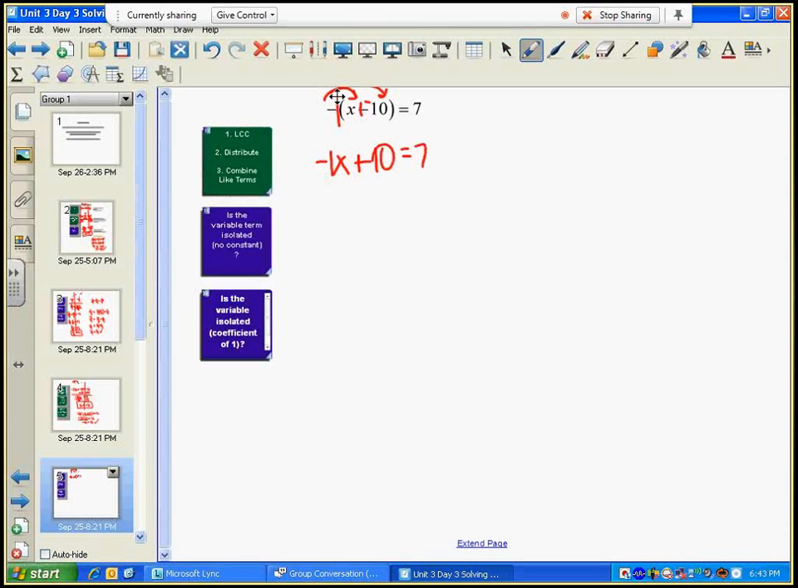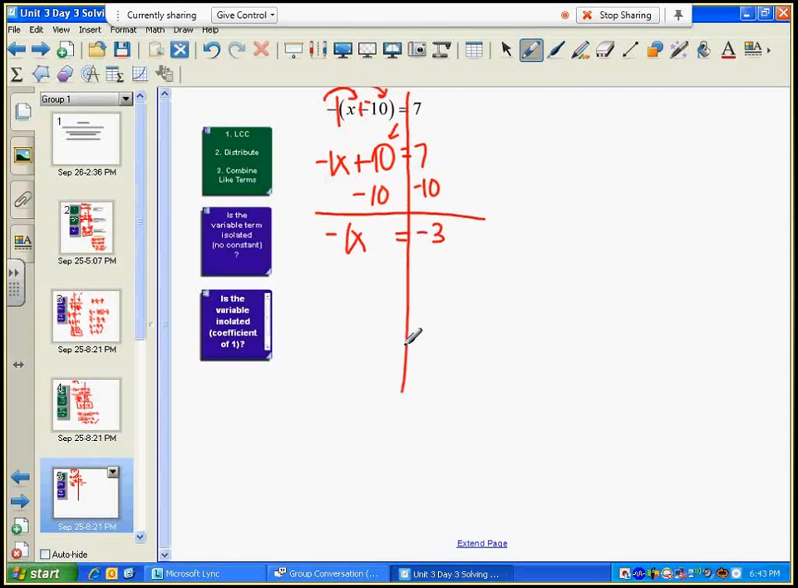Okay, so now I'm ready to solve. Do I have a constant that I need to get rid of? I do. I've got to get rid of this 10. So I'm going to subtract 10 from both sides. Negative 1x is equal to negative 3.